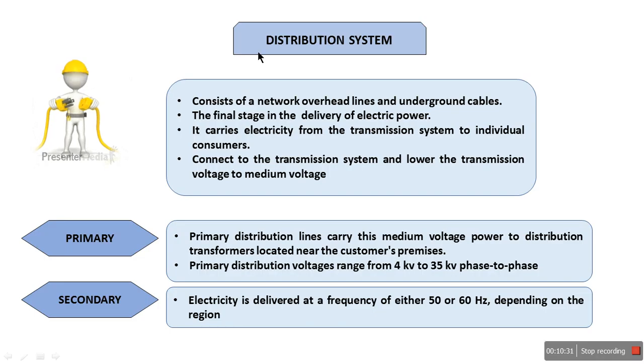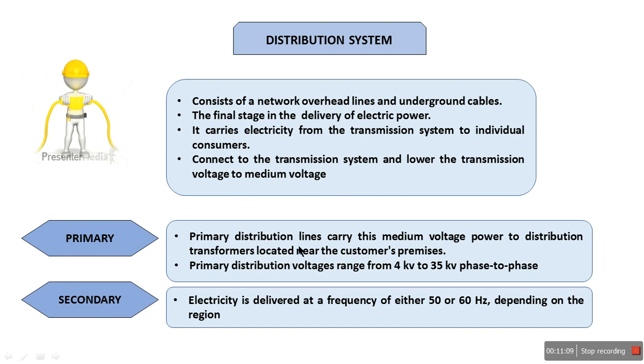Distribution system. It consists of a network of overhead lines and underground cables. The distribution system is the final stage in the delivery of electric power. It also carries electricity from the transmission system to individual consumers. It is connected to the transmission system and lowers the transmission voltage to medium voltage. There are two distributions, which are primary and secondary.